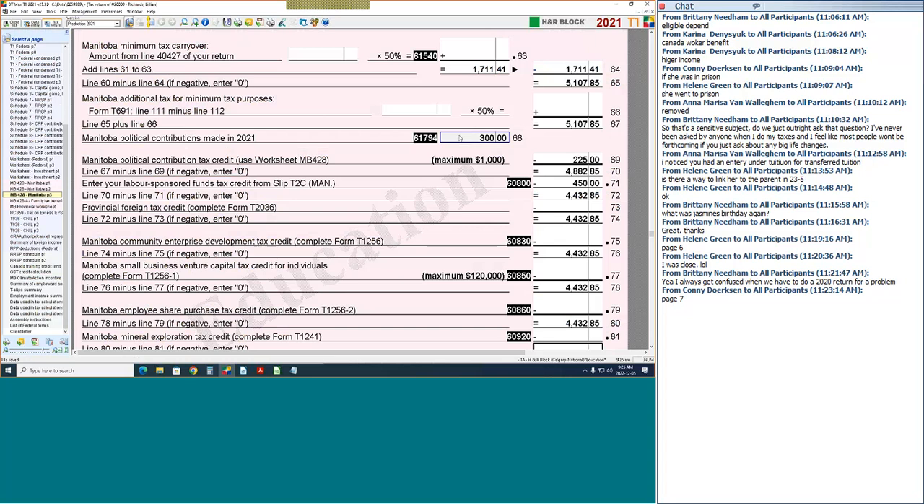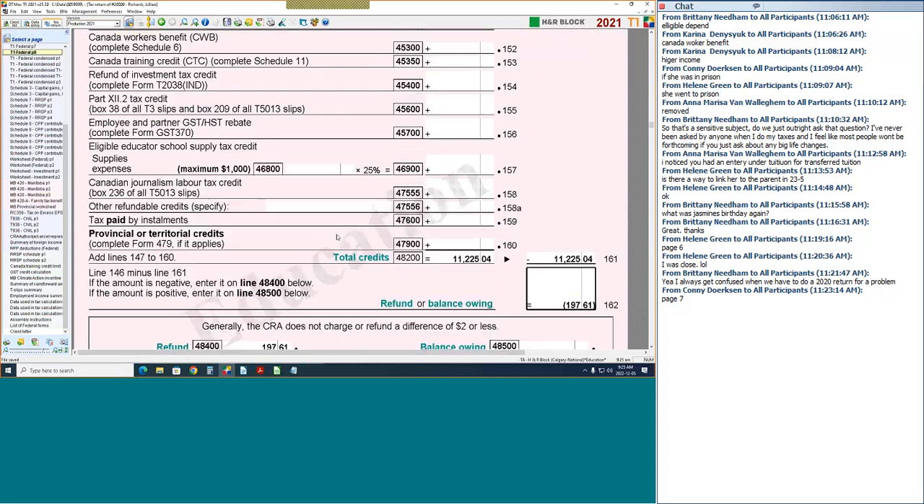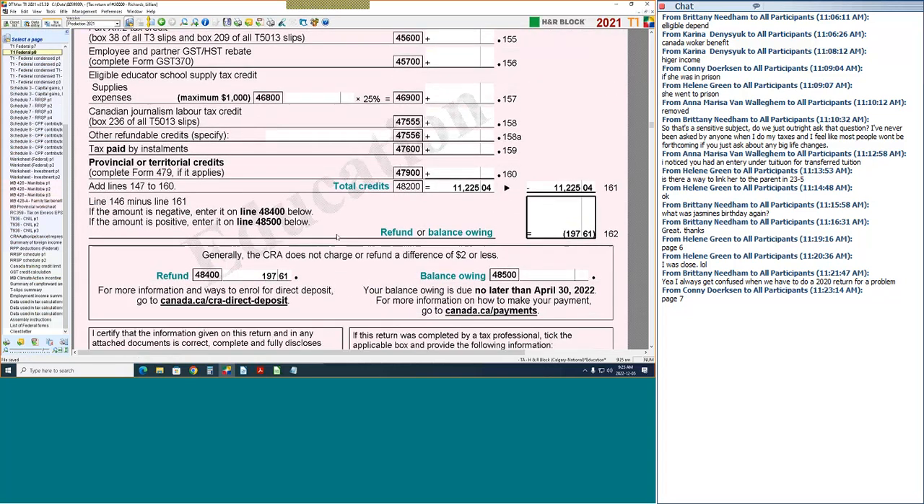So again, you can see my provincial contributions, and I will have a provincial worksheet with the calculation, which comes out to $225. She should now have less owing. She's bumped herself all the way up to a tiny, tiny refund. Okay, any questions about those ones?